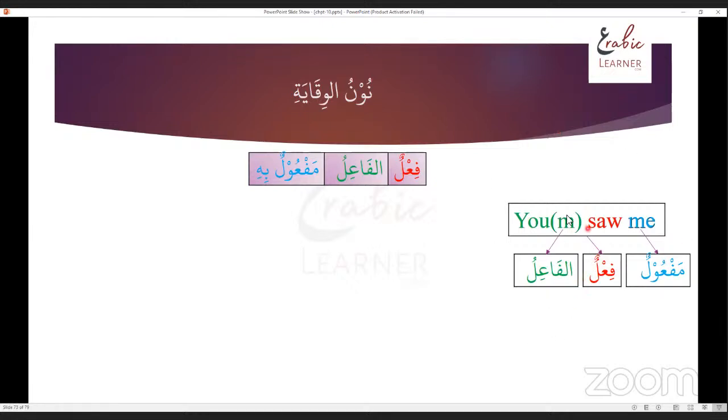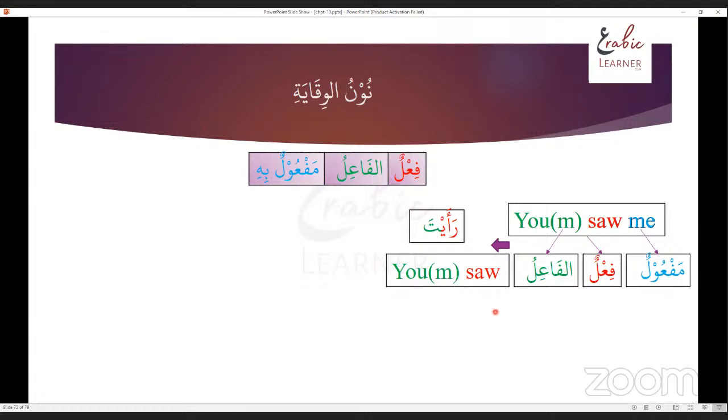Let's first find out how you say just "you saw." You say Ra'aita. I know the answer is Ra'aitani, because we took the example before. But I want to show you the importance of this Noon al-Wiqaya. You know already that Noon Wiqaya is there, but I will give you the example. If I want to say "you saw," I will say Ra'aita. There is no dispute in this.